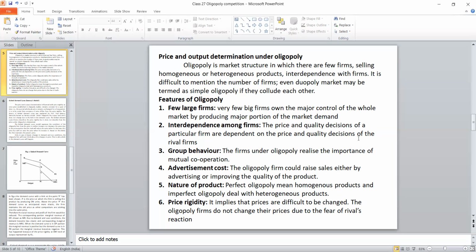Finally, an important unique feature of oligopoly is price rigidity. In a particular position, there will be no change in price. That is called price rigidity. This has been explained as the Sweezy model. Otherwise, it is called the kinked demand curve.